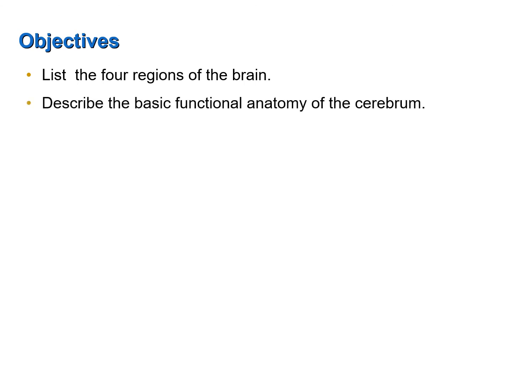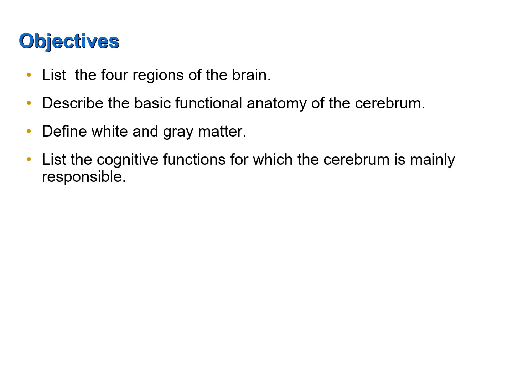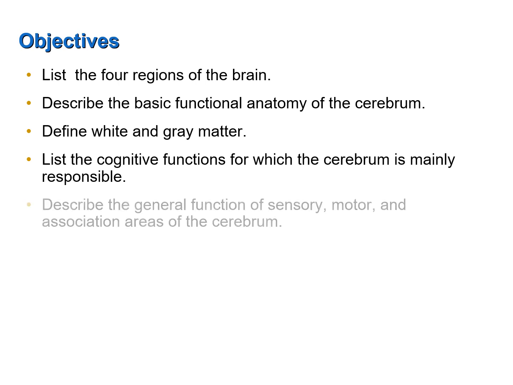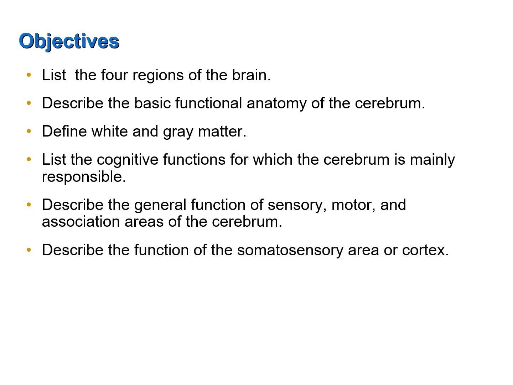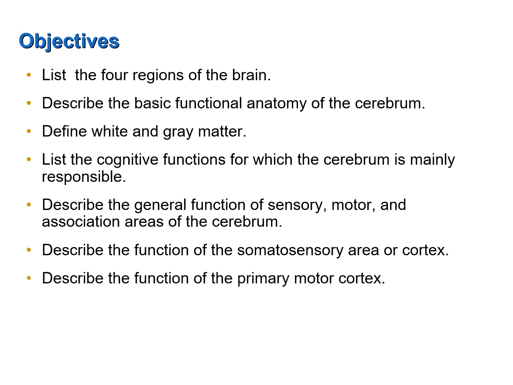Let's review the objectives of the screencast. List the 4 regions of the brain. Describe the basic functional anatomy of the cerebrum. Define white and gray matter. List the cognitive functions for which the cerebrum is mainly responsible. Describe the general function of sensory, motor, and association areas of the cerebrum. Describe the function of the somatosensory area or cortex. And finally, describe the function of the primary motor cortex.